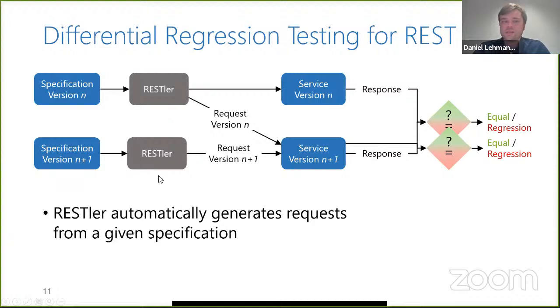So what Restler does is it takes a specification in OpenAPI as input, and then it generates a sequence of requests. And then we can use Restler to generate requests from the old specification version, from the new specification version, and target respectively the new and old service version. Now, in this overview figure, we've only talked about a single pair of REST API versions, namely N and N+1.